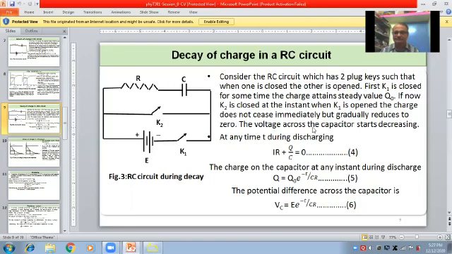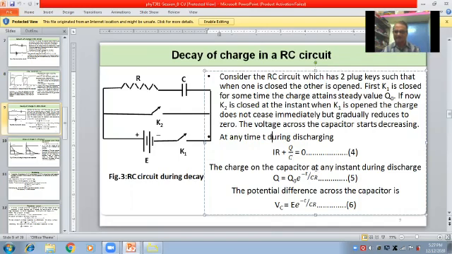So the voltage drop across the capacitor starts decreasing. At any time t during discharging, IR plus Q by C is equal to 0. That means for this part of the circuit, I am applying KVL, Kirchhoff's voltage law. Here there is no battery, therefore IR plus Q by C is equal to 0. This is the voltage drop across the resistor, and this is the voltage drop across the capacitor. And the sum of these two is equal to 0 because there is no battery.